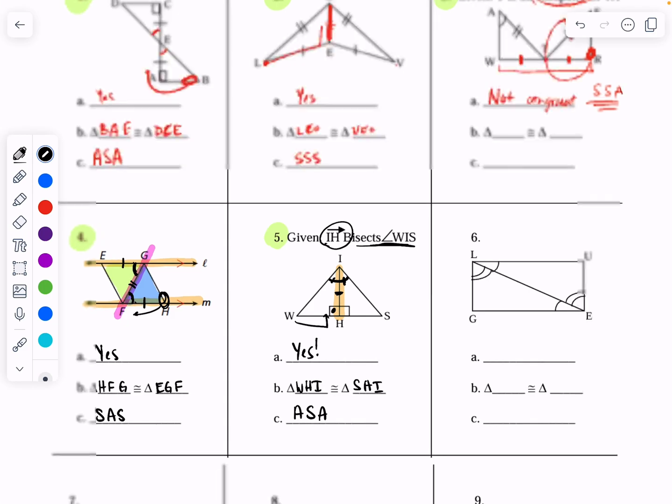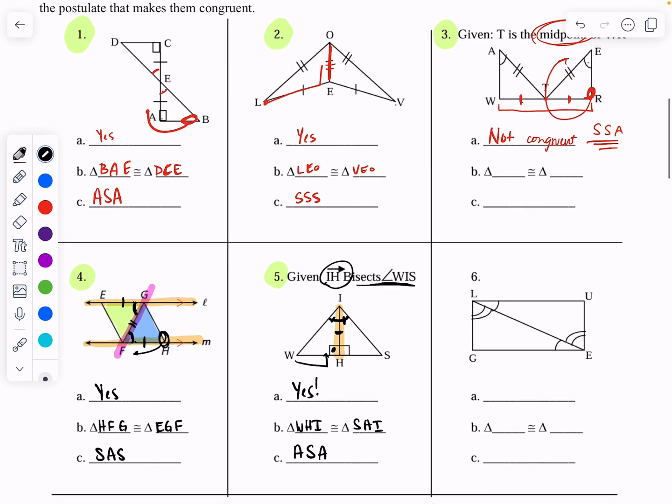So hopefully, and again, these take more practice. You just have to keep looking at those diagrams, keep trying to figure those out and try to find equal parts and equal angles. A lot of times where these things are hidden is usually when the triangles are touching. If they're not touching, there's really not a lot you can do.